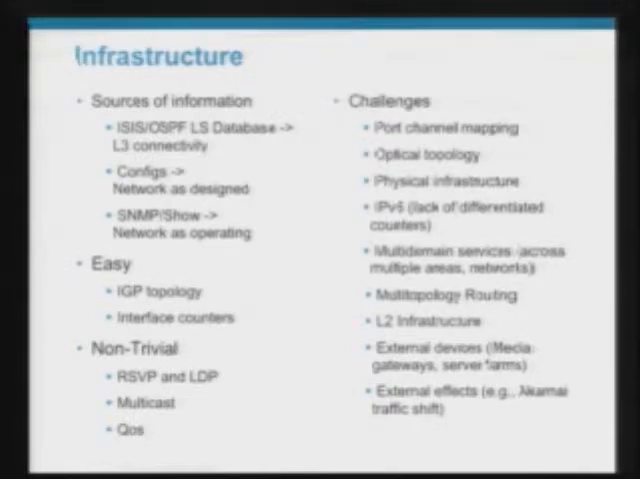For the network as it's operating, of course, SNMP and show commands are the way to go. Okay. For anybody here who wants to be embarking on doing the data gathering, the IGP topology and interface counters are quite easy to get at, and most organizations should be able to get at those relatively quickly. If you have RSVP in the network or LDP in the network, that becomes harder, and we'll go through a little bit of that as well. Same with multicast and QoS.